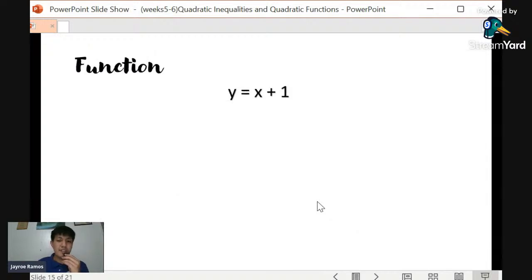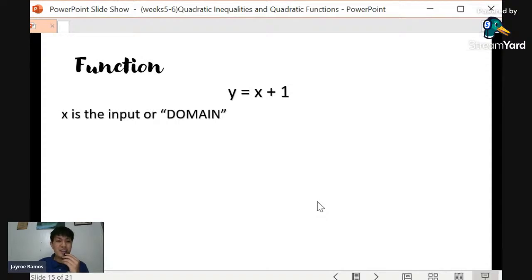Okay, so let's have now function as math or mathematics, no? Kasi nga, syempre, we're still talking about math. So we're going to have here a function. Ito pong nakikita nyo equation. So this is an example of a function, a simple function. y = x + 1. Okay? x here is the input.